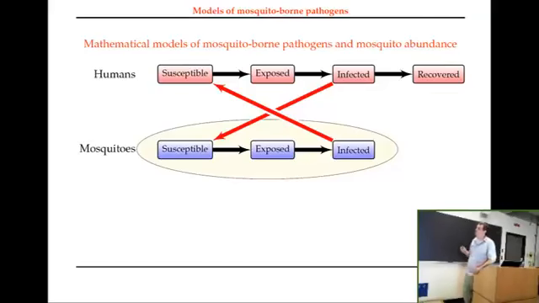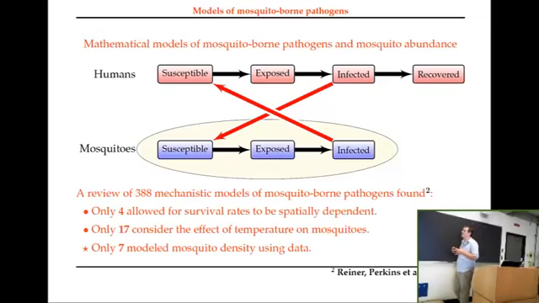Recently we did a systematic review of all mechanistic models of mosquito-borne pathogens. Of the 388 mechanistic models of mosquito-borne pathogens, incredibly only 4 allowed for survival rates of mosquitoes to be spatially dependent. Only 17 considered the effect of temperature in any way whatsoever, whether it be realistically forcing using temperature or just using temperature in a very silly non-data-based way.